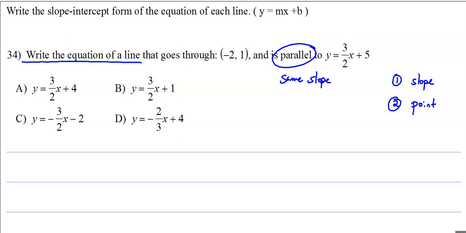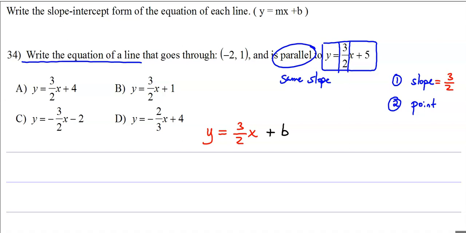So let me see, this line that we're talking about here, its slope is 3/2. So my line's got to have a slope of 3/2. So let's just get my starter equation going. Y equals 3/2 x. And what I don't know is the y-intercept, so I'm just going to write in plus b. But what's really nice is I have a point that I can plug x and y in for.